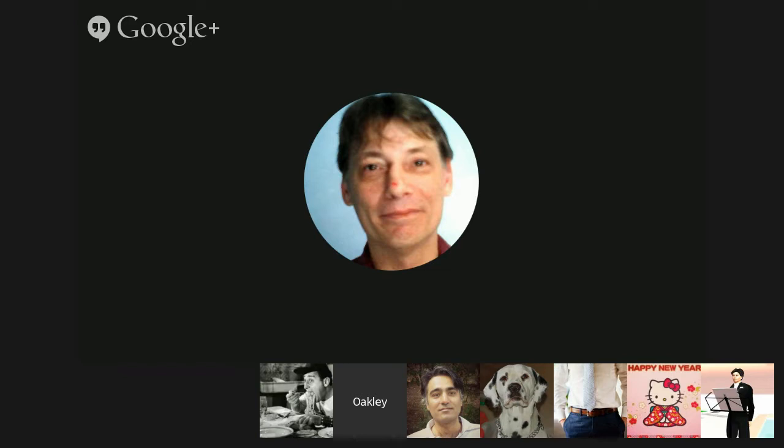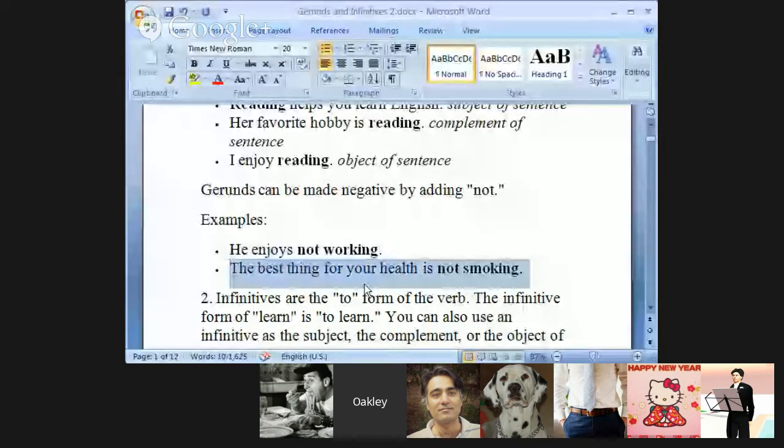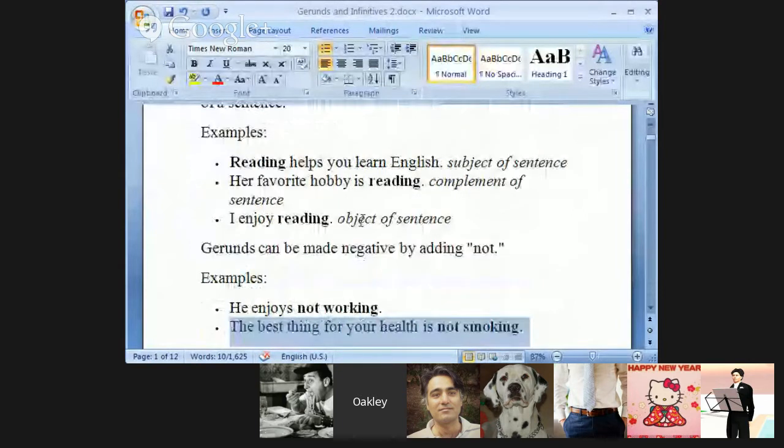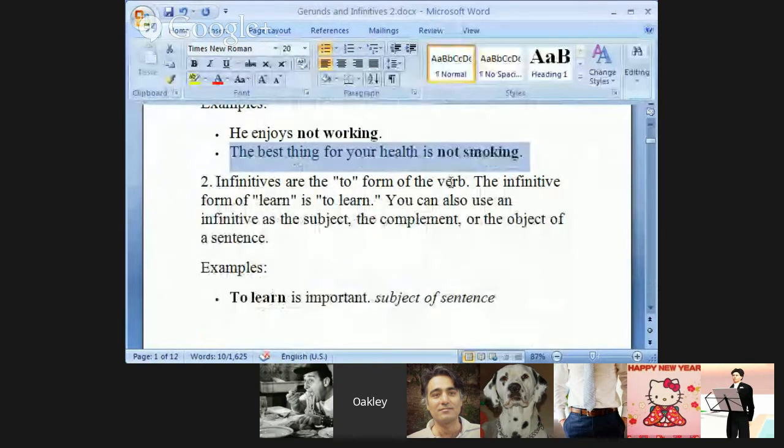Okay. Who doesn't? The best thing for your health is smoking. All right, fine. Those are gerunds. Simple. Infinitives are the to form of the verb. We often have to make a choice whether to use a gerund or an infinitive. This is the confusing element here. This can be very difficult to decide which one to use.